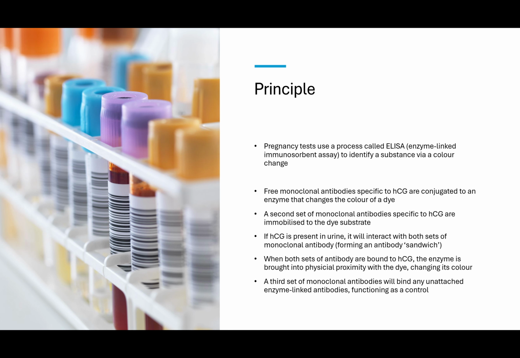So we have three monoclonal antibodies that are specific to HCG. One is conjugated to an enzyme that carries a dye, and the second monoclonal antibodies are specific to HCG but are immobilized, along with the dye's substrate. So when the HCG is present in urine, it will interact with both sets of monoclonal antibodies. When both sets of antibodies are bound to HCG, the enzyme is brought into physical proximity to the dye, changing its color. The third set of monoclonal antibodies will bind to any unattached enzyme-linked antibodies, functioning as a control.